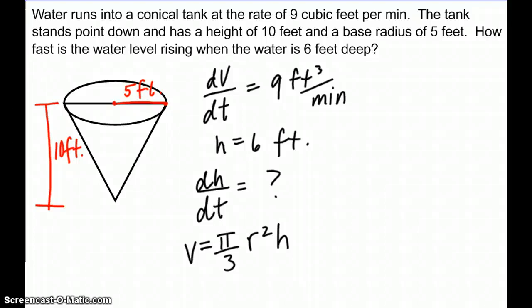Alright, so to complete example number 3 from class, particularly for Mod 1, water runs into a conical tank at the rate of 9 cubic feet per minute. The tank stands point down and has a height of 10 feet and a base radius of 5 feet. How fast is the water level rising when the water is 6 feet deep? So we've drawn the picture, we've written down the particular information.